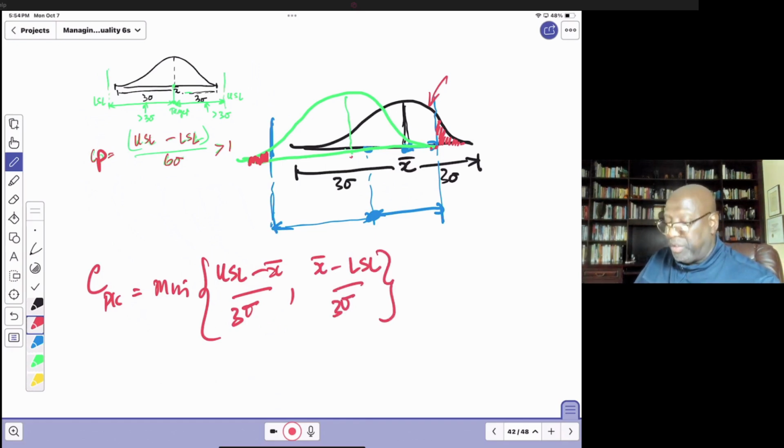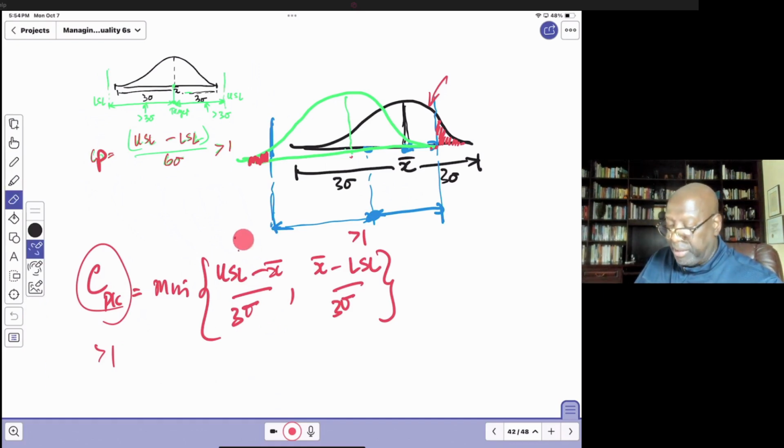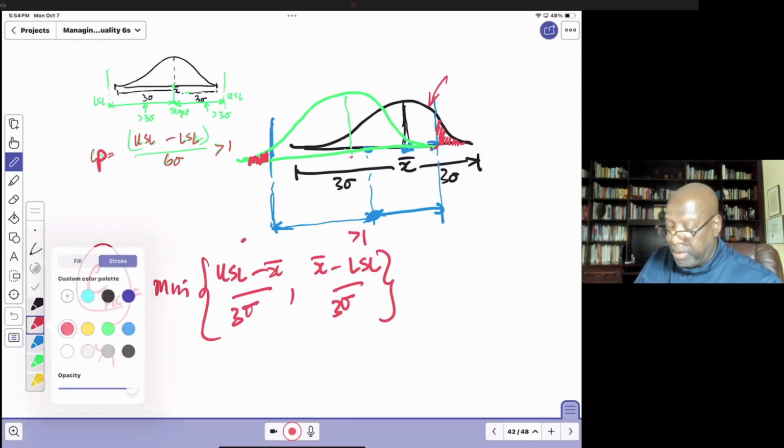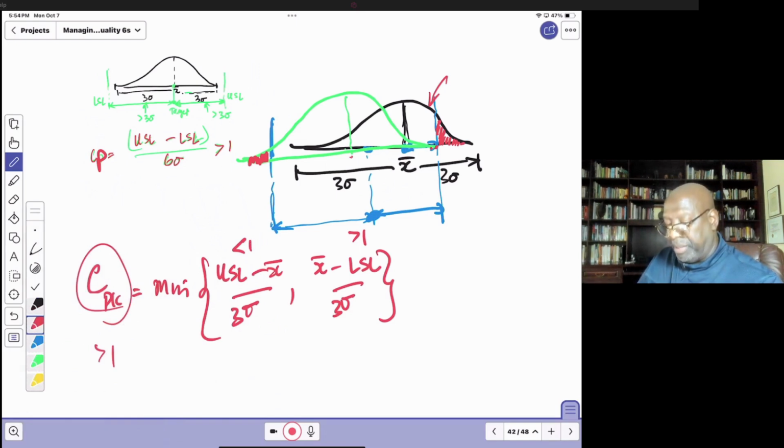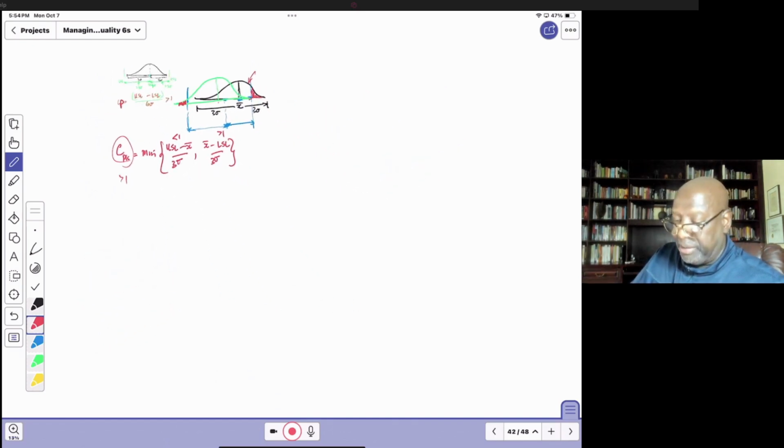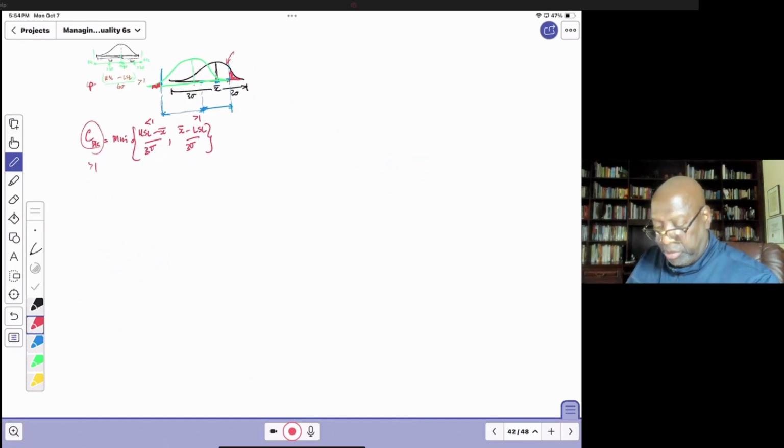Okay, so if both of those are greater than 1, then CPK would be greater than 1. It means that the process is capable. All right. However, if one of them is less than 1, that becomes your process capability. And in that case, what if this one was less than 1? Then our CPK would be less than 1. Okay, so let's just do an example quickly just to see what that looks like. Let's assume sigma for a process is equal to 8, right?